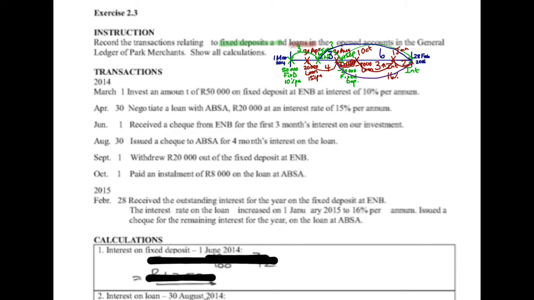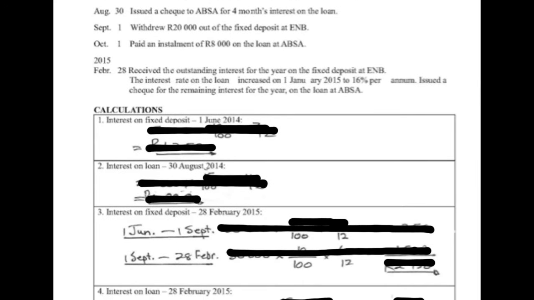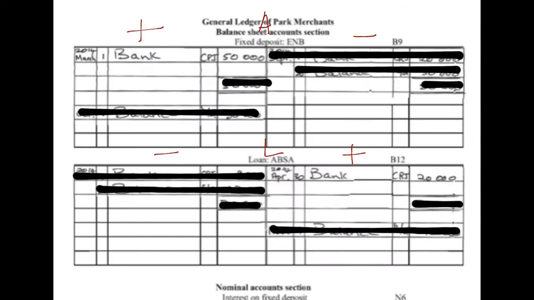Then on June 1st, we received a check for the first 3 months interest. So let's calculate the interest first. My fixed deposit at the moment is on 50,000. My interest rate, they said, was 10%, so 10 over 100, and I'm only doing it for 3 of the 12 months, so 3 months. That gives me 1,250.